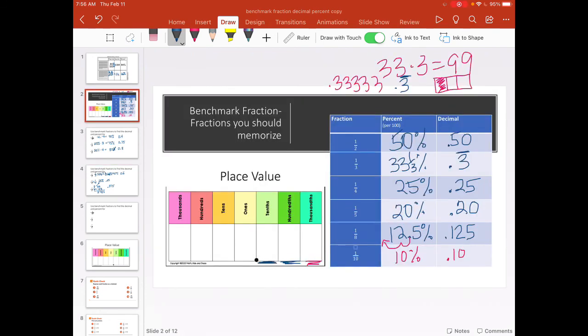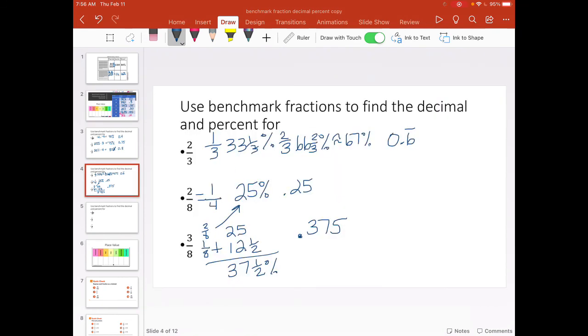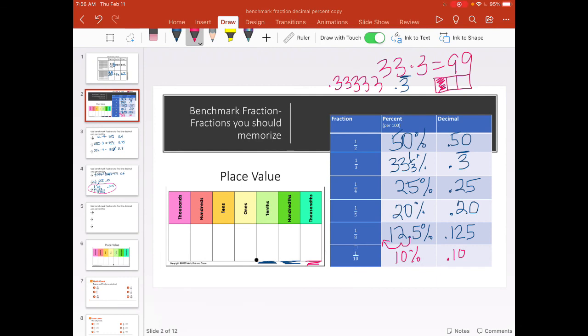So this chart right here, the blue table, is going to be very important to you to memorize. If we know these benchmark fractions, they are going to help us with lots of other fractions. We can break them down, decompose them, just like we did here with the 3/8, and use our knowledge that we have to help us figure out other problems. And that just makes math and life so much easier. So I really want you to use this table. I really want you to commit it to memory so that we can use it to solve problems much faster.